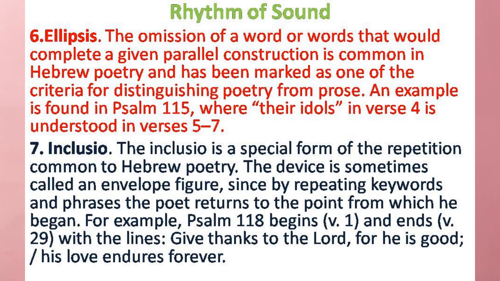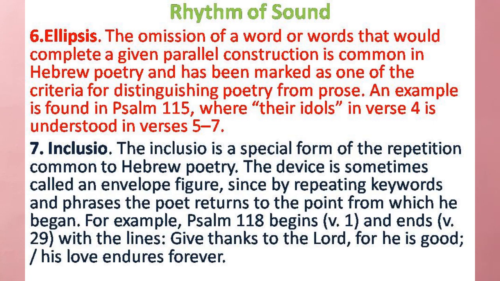Another major figure of speech used in Hebrew poetry to give the rhythm of sound is called inclusio. The inclusio is a special form of repetition. So it is simply a repetition of a phrase. It is very common in Hebrew poetry. This device is sometimes called the envelope figure. It acts as an envelope or cover for the entire section it comes in, since by repeating key words and phrases, the poet returns to the point from which he began. So, in the beginning and the end, we can see the same phrase. The poet is coming back to the same idea he began with.